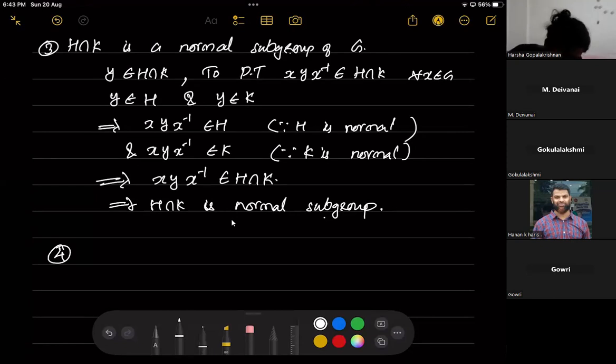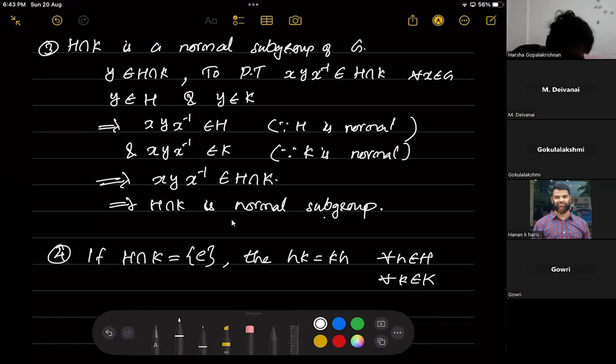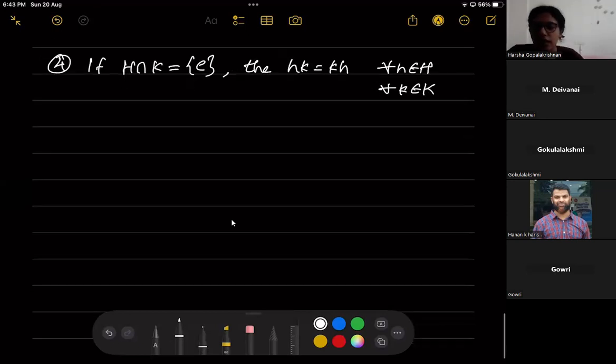So the fourth option was: if H intersection K equals identity, only the identity element is there, then hk equals kh for all h in H and for all k in K. Among the given options, we have already seen KH is not normal. That one is the wrong option, right? So obviously it will be true. One wrong option, we already got an answer. But we need to prove whether it is true or not.